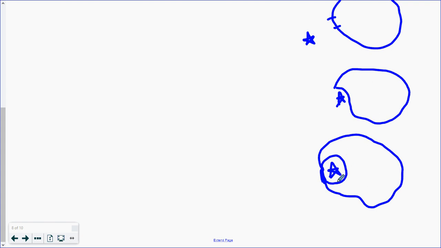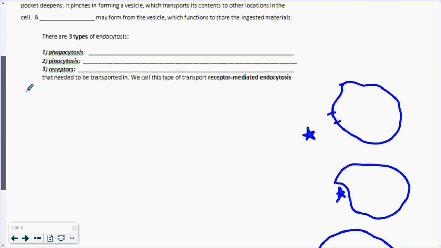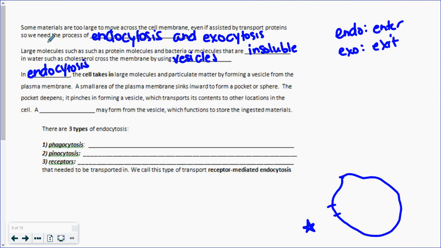So now the star is surrounded by cell membrane here. The cell has closed itself off, and this goes to wherever it needs within the cell. So that's endocytosis. It's bringing something into the cell. A vacuole may form from the vesicle, which functions to store the ingested material. So just a storage unit until the cell needs whatever it's looking for, it has stored within the cell.